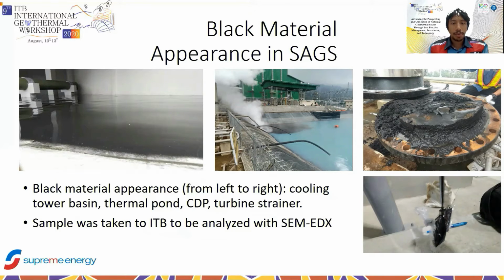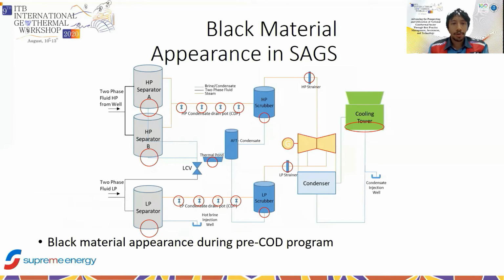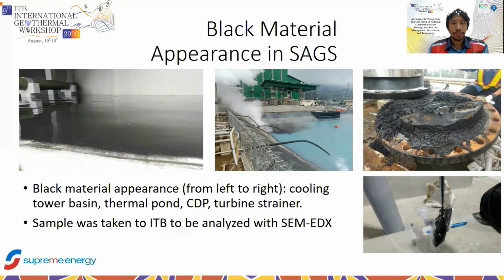And this is the thermal pond. The thermal pond is actually fed mostly from the condensate. From the CDP, it goes to the AFT of the condensate, then to the thermal pond. As you can see here, the water turned from blue into black in some parts. And this one, in the cooling tower basin, turned completely black.